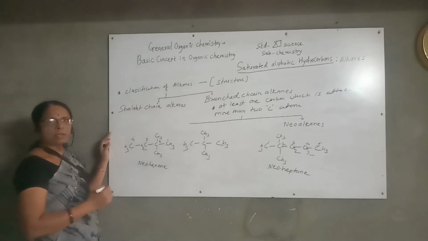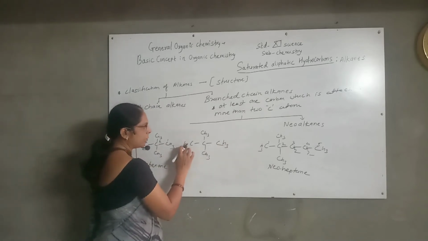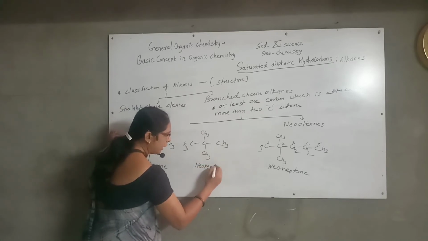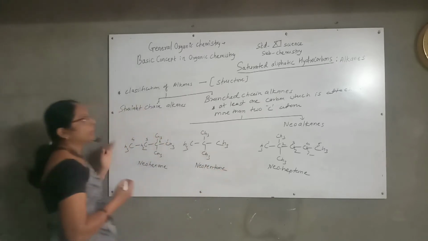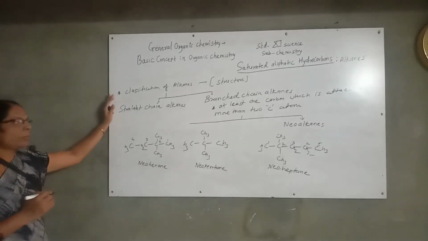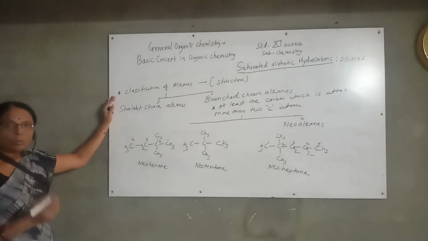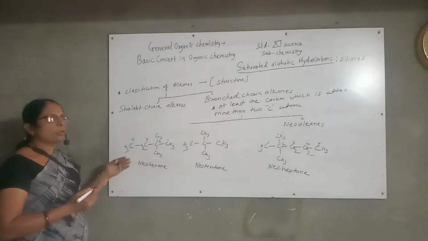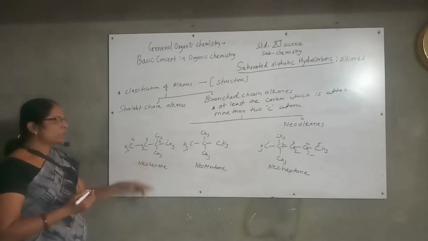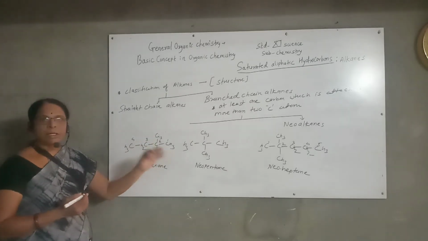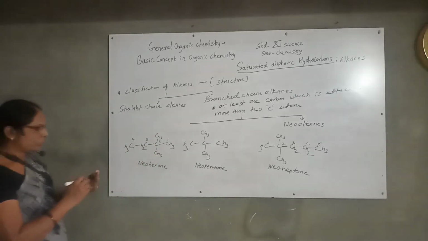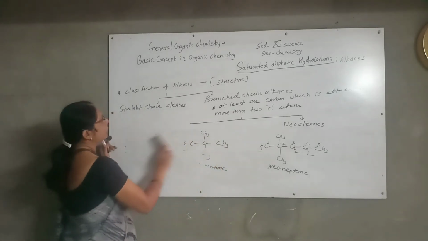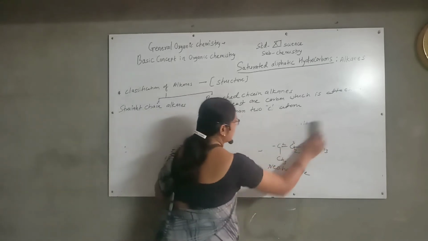If I write this way, the total number of carbons is 1, 2, 3, 4, 5. So it is neopentane. Okay. So the branched chain alkanes are of two types, isoalkanes and neoalkanes. Isoalkanes have one methyl group on the second carbon. Neoalkanes have two methyl groups on the second carbon of the continuous chain. So iso and neoalkanes can be represented as branched chain alkanes.